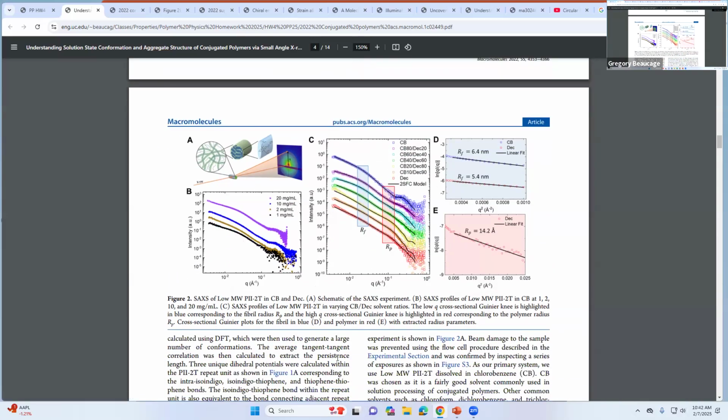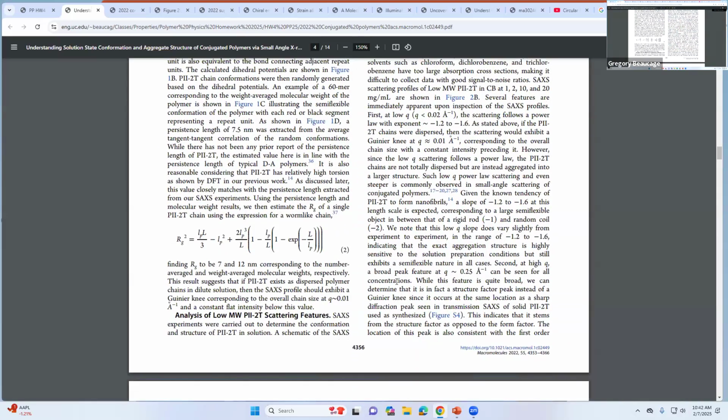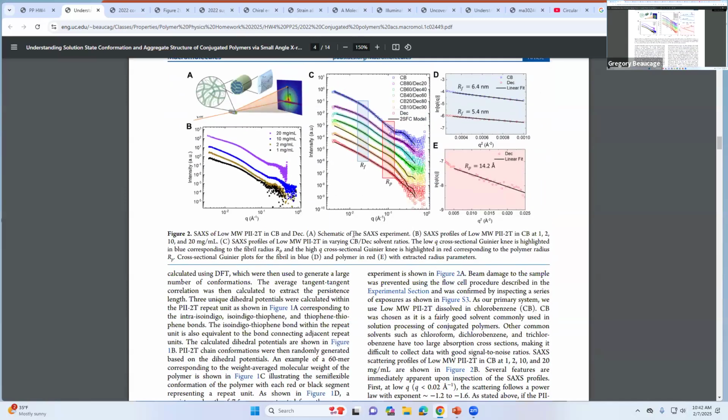And then they also calculate the overlap concentration. They take the mass of their big polymer, take this RG, cube it to get the volume, take the mass over the volume, and get an overlap concentration of 10 to 20 mg per ml, they say.